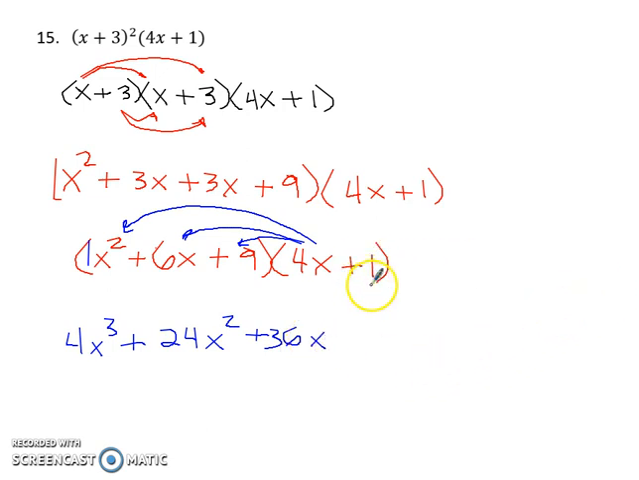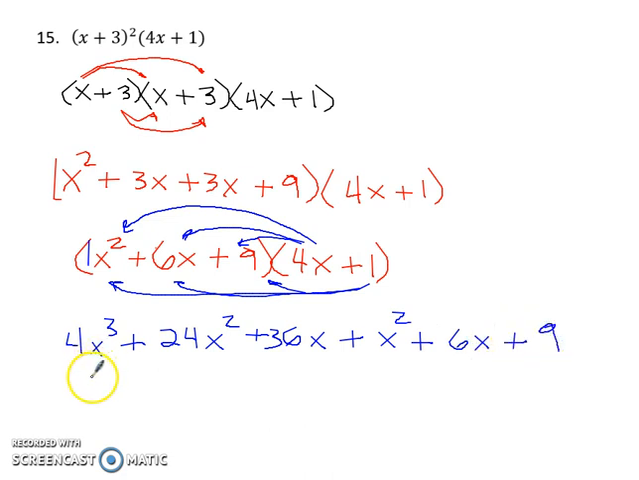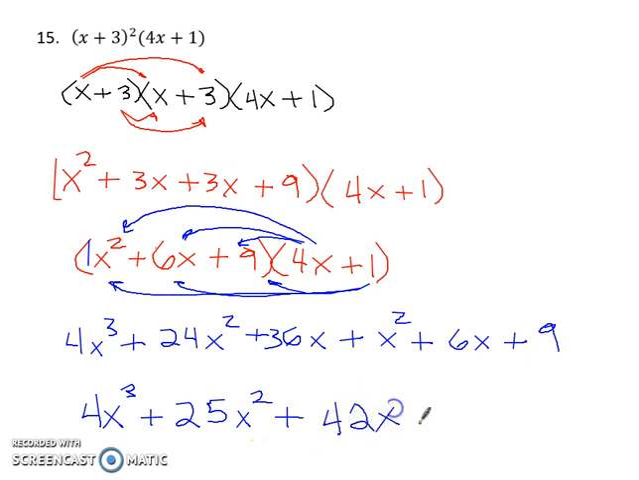Now we have to multiply the 1 times each one of these terms. And that's pretty easy. 1 times anything is that thing. So 1 times x squared, we have an x squared. 1 times 6x is a 6x. 1 times 9 is a 9. So let's go ahead and combine like terms. We have 24x squared and 1x squared. That gives us a 25x squared. We have 36x and 6x. That gives us a 42x. And that's it. Next question.